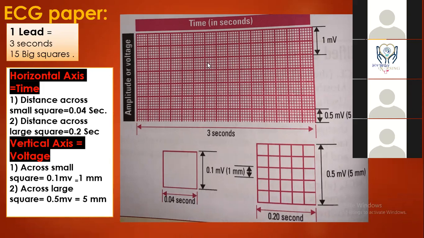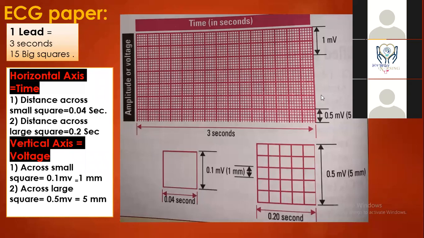As you can see, guys, this is a normal ECG paper. This represents one lead of the ECG. One lead represents about 3 seconds. In the big square, each 2 squares represent 1 millivolt. One big square represents 5 millimeters, okay? So 2 represent 10 millimeters. I've written it here. One lead represents 3 seconds, which is about 15 big squares. You can count them, 15 big squares.